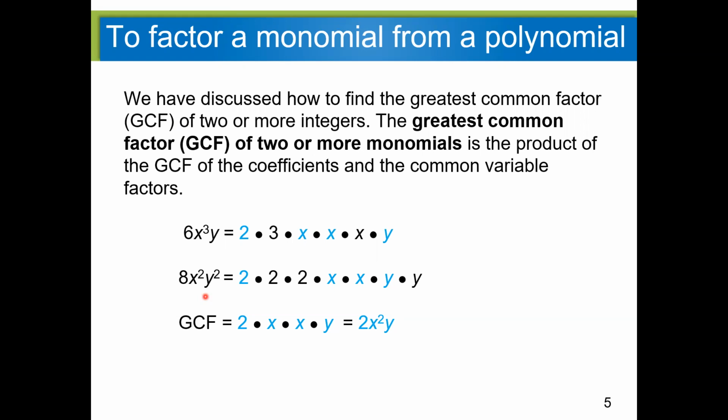So if you start with 2 x's and a y, and you multiply that by 3x, you get 6x cubed y. Or if you multiply that by 2 and 2 and a y, you get 8x squared y squared. So that greatest common factor, this one here at the bottom, is the smallest term, the smallest expression that divides out both of these options. So that is a greatest common factor.